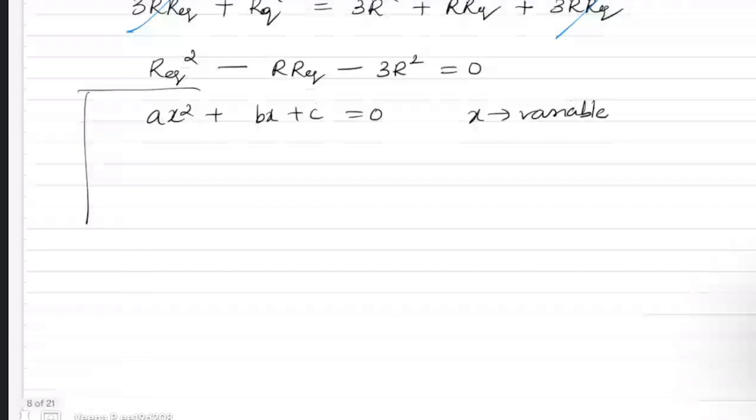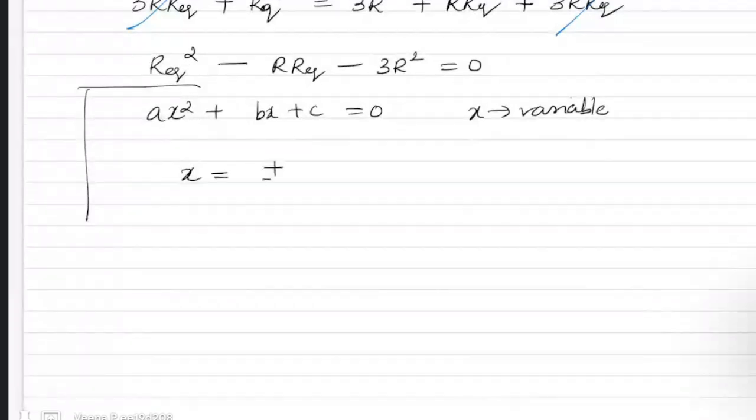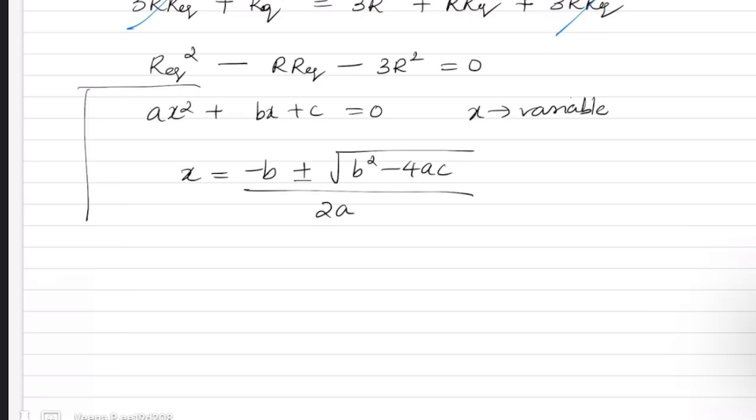Now the solution of a quadratic equation is given by x equal to minus b plus or minus under root b square minus 4ac, by 2a. This is the solution of a quadratic equation, which will have two solutions, one with plus sign and the other with minus sign. So the solution of a general quadratic equation is given by minus b plus or minus under root b square minus 4ac by 2a.